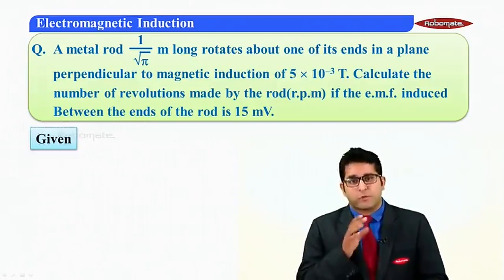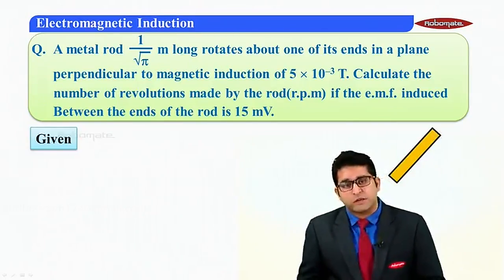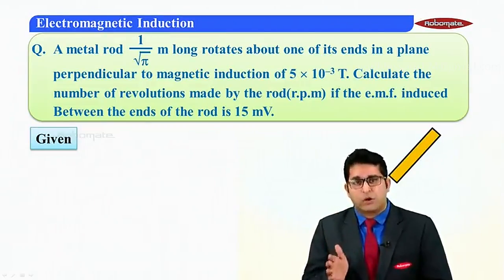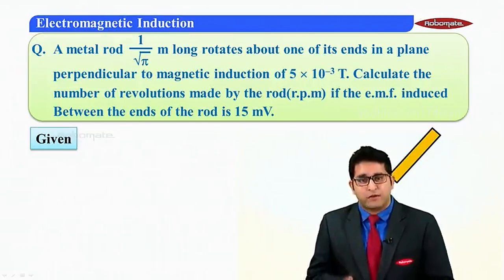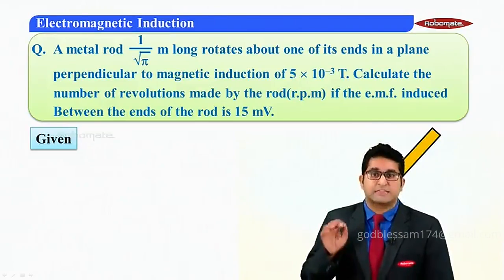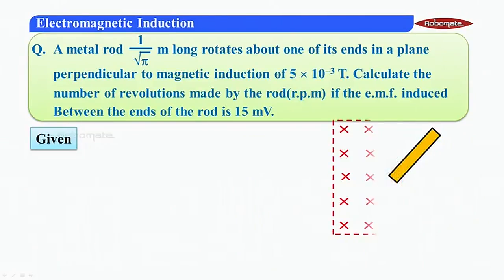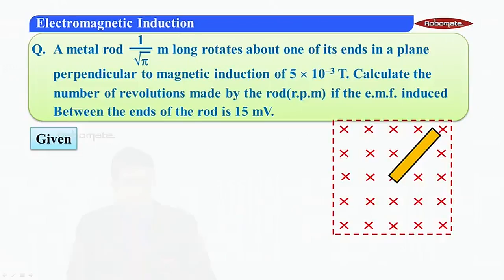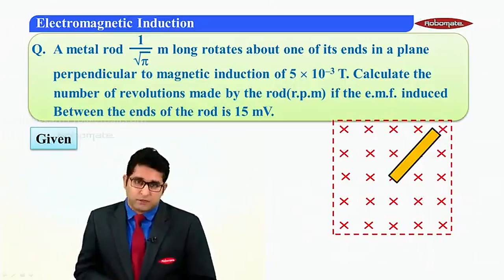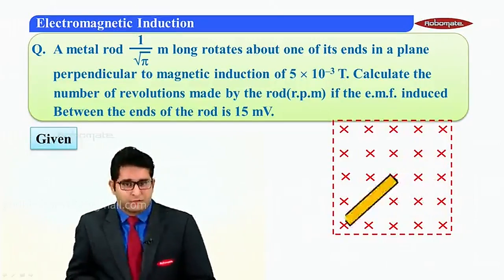Now here students, we are provided with the rod. The length of this particular rod is 1 by root pi meter. And this particular rod is placed in a magnetic field of induction 5 into 10 raised to power minus 3 Tesla. And it is kept perpendicular to the plane. So let's say here the magnetic field is perpendicular to the plane of rod and it is directed inwards. Now this rod is rotating.